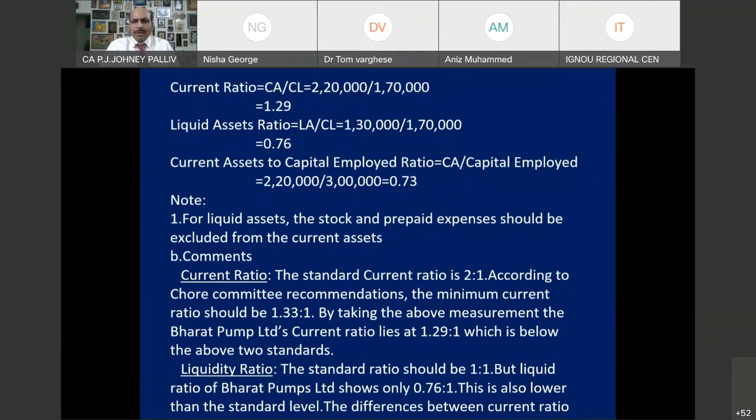The Bharat Pump current ratio is less than the standard norm. In the standard norm, the minimum standard is 1.33:1. The standard ratio is 2:1. The minimum standard ratio is 1.33:1. Whereas in our company, Bharat Pump Limited, the current ratio is 1.29:1, which is below the above two standards.